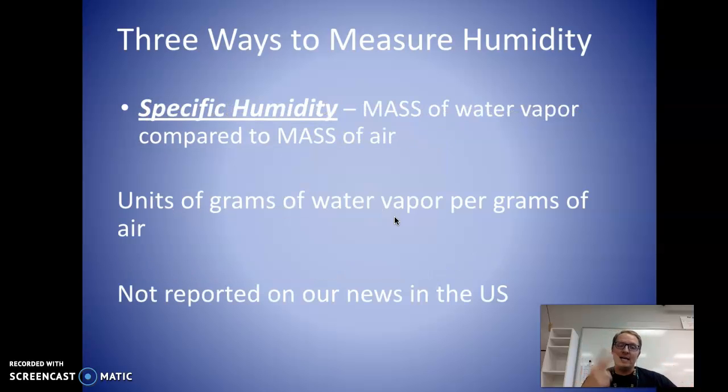The second kind is specific humidity. You can report this by the mass of water vapor in the air compared to the actual mass of the air instead of the volume of the air. So this gets reported as grams of water vapor per grams of air. And it's also not reported very often, if at all, in the news in the US. But the third kind is.